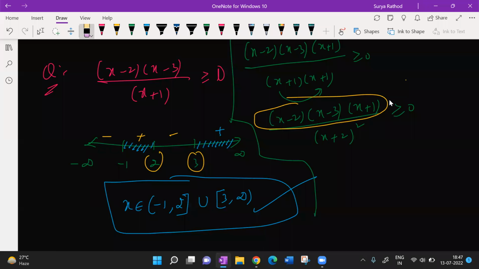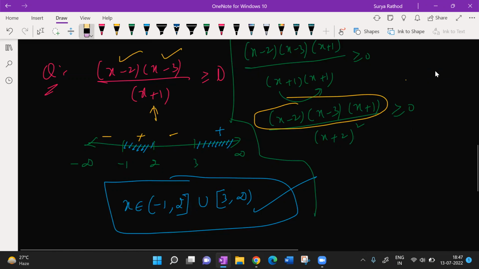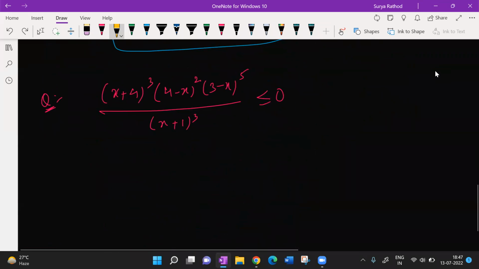Sir, I don't want to hear all this story. I just simply put the critical points like this on the number line. I'll just check the inequality sign here, and I'll choose the positive region and decide my answer. That is also correct. Similarly, solve this question.